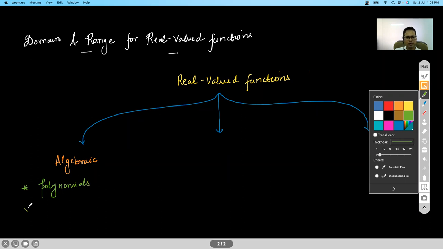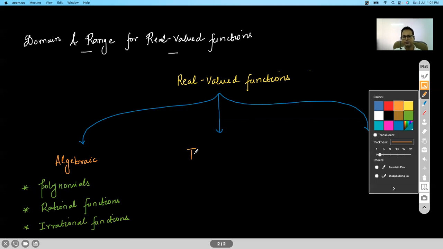Okay. We are going to cover rational functions. By the way, polynomials are types of rational functions. We will discuss it in some time. And then we'll talk about irrational functions. So three types of functions we are going to cover. You can say primarily two types only, because polynomials are anyways covered under rational. So we are going to cover rational and irrational functions under algebraic functions.